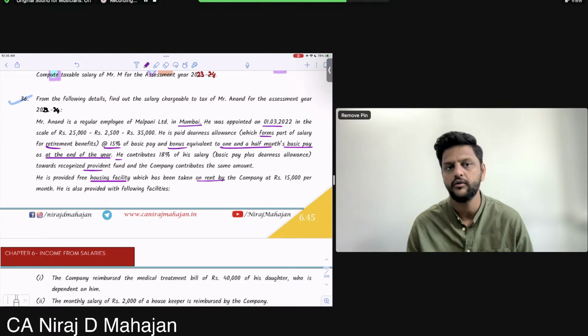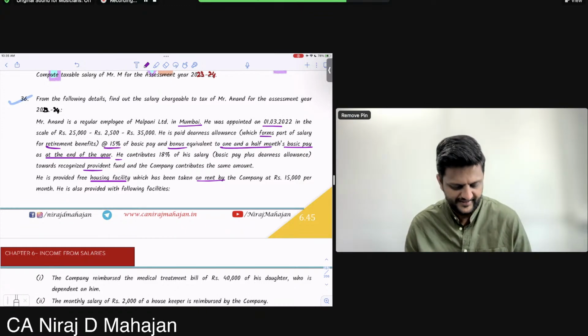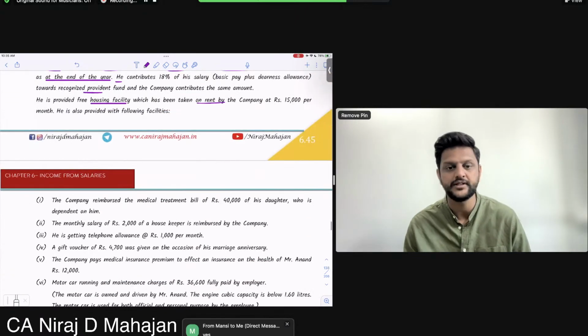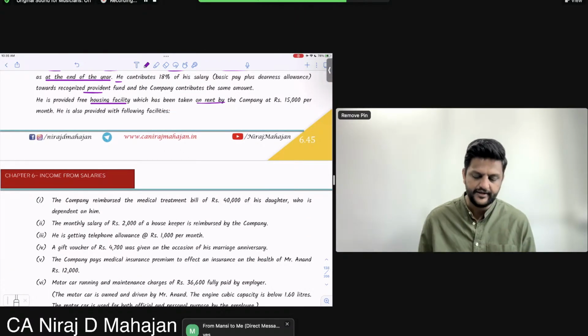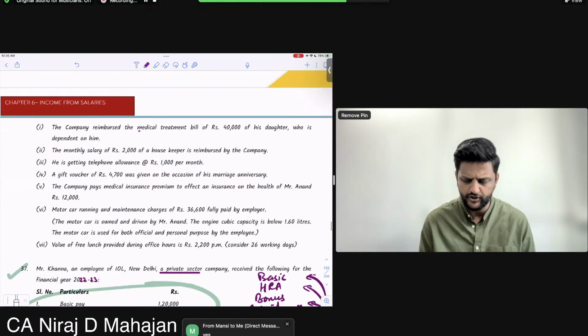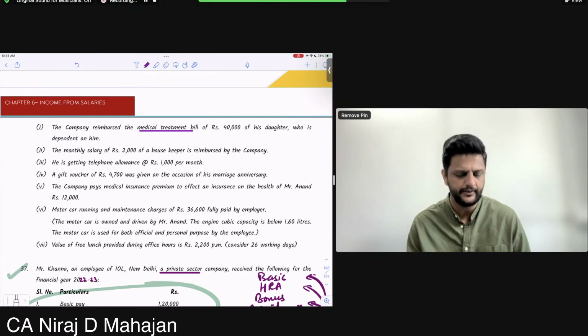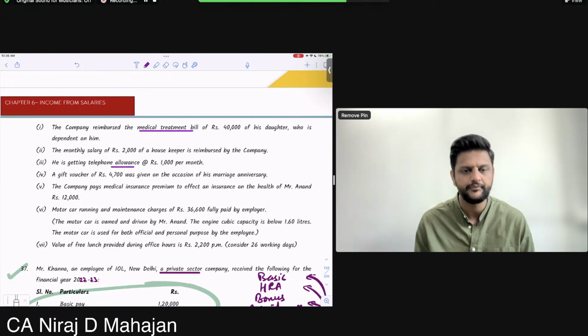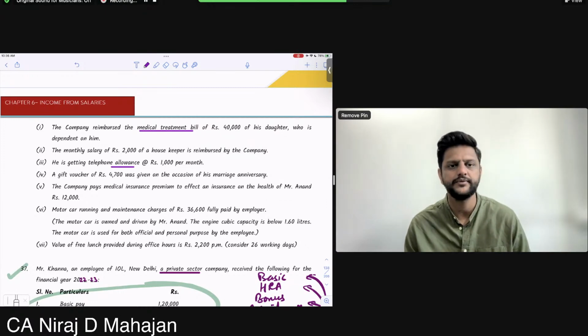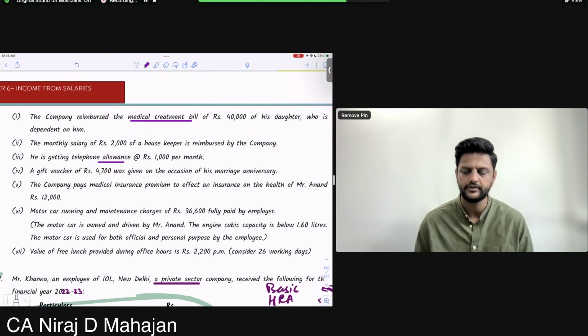Remember that perquisite now. Mumbai, 15% of salary. Okay. But it is free. That means nothing is recovered from the employee. Then the company reimburses medical treatment bill of 40,000 for his daughter, who is dependent. Daughter can be independent also. But reimburse medical treatment bill. We'll assume that everything is at your regular hospital. We'll see that. Okay. Monthly salary of 2,000 of a housekeeper is reimbursed by the company per visit. He is getting a telephone allowance. Tell me all of you now. Taxable or exempt: telephone allowance of rupees 1,000 per month.